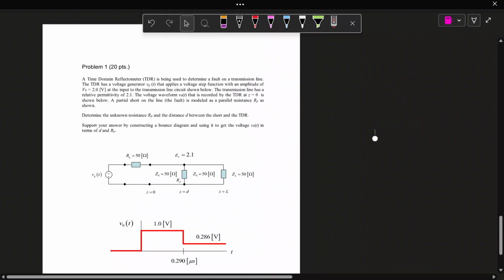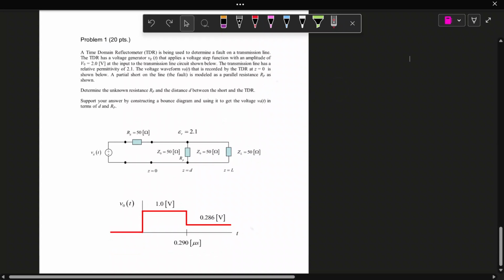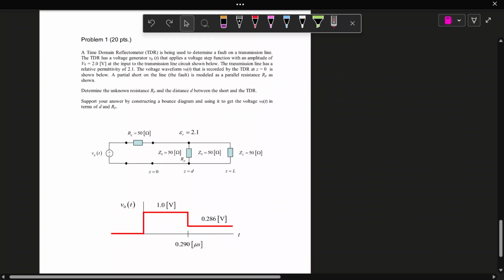Alright, hi y'all. Today we're going to be doing a TDR problem, a time domain reflectometer type of problem. This was on, I believe, Blast from the Past, but it was on a final exam, problem 1. It's 20 points, so it's not that many points, but it's a candidate for being on our first exam, although this type of problem has never been on our first exam.